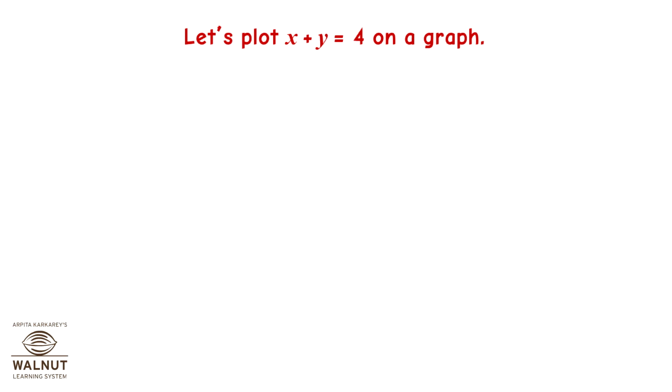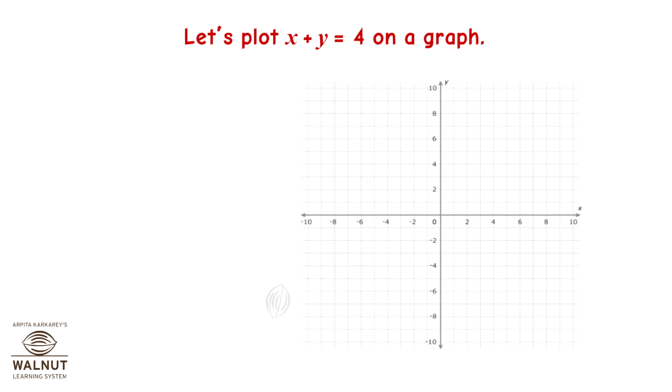Let's plot x plus y is equal to 4 on a graph. So first, we draw a graph. Then we draw a table to choose a value of x and then we find the value of y which keeps the equation true. So, if x is equal to 1, 1 plus y is equal to 4, so y is equal to 3. The point that we get has x coordinate 1 and y coordinate 3. So we mark that point on the graph.